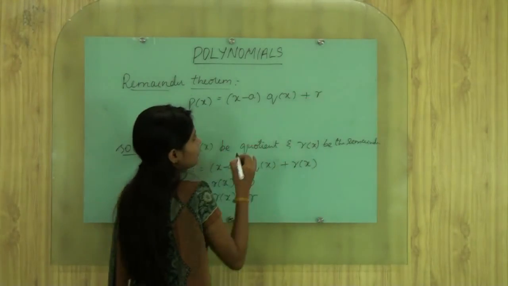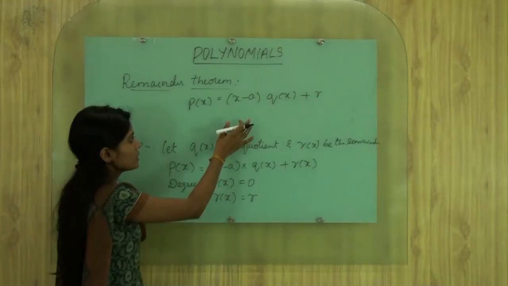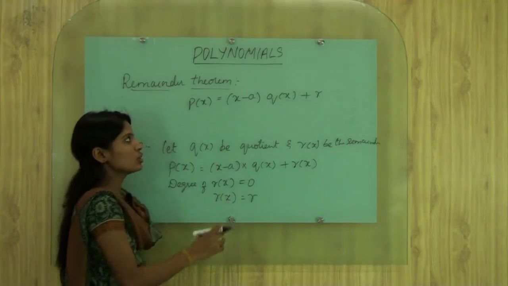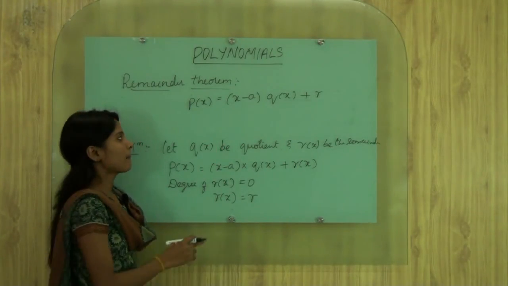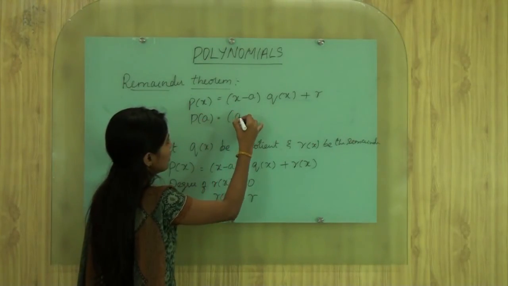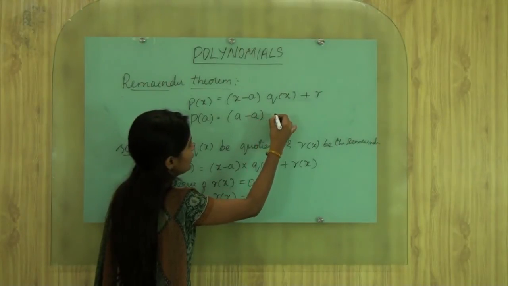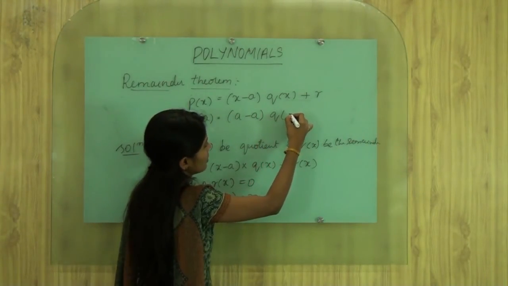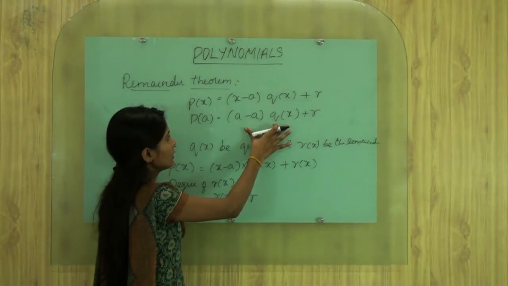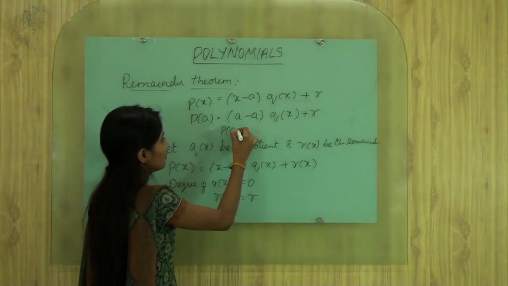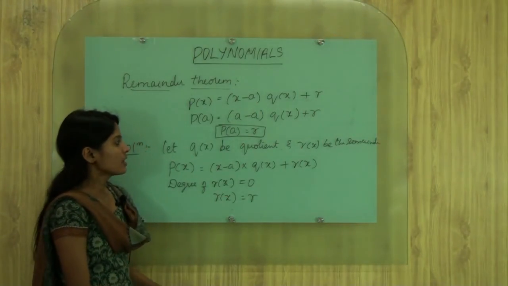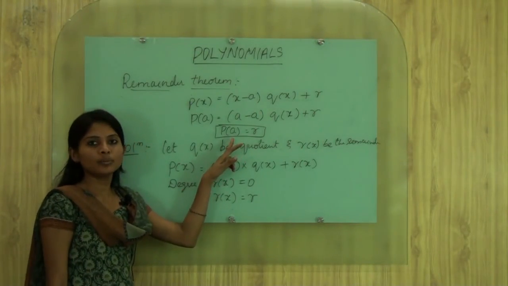Substitute r here. Now, what is the zero of the polynomial x minus a? a is the zero of the polynomial x minus a. Substitute that: p of a is equal to a minus a into q of x plus r. So a minus a is 0, then the whole term will become 0. Then p of a is equal to r. That is, the remainder obtained is p of a. That's the proof.